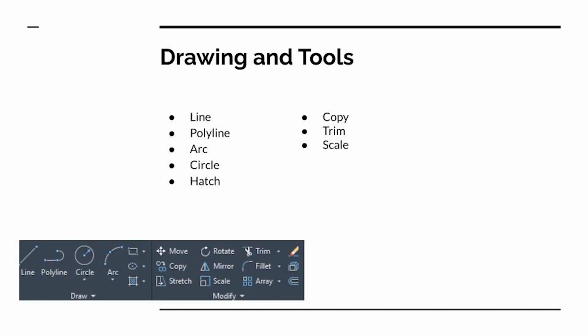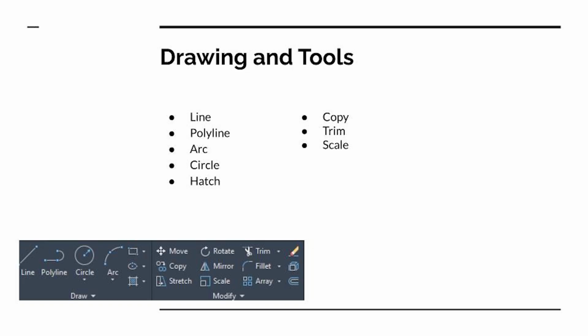Drawing and tools. There are many different tools we used in AutoCAD, ranging from the line tool, to the polyline tool, to the circle, to copy, to hatch. All of these tools have their own specific function and can be used in various different applications.